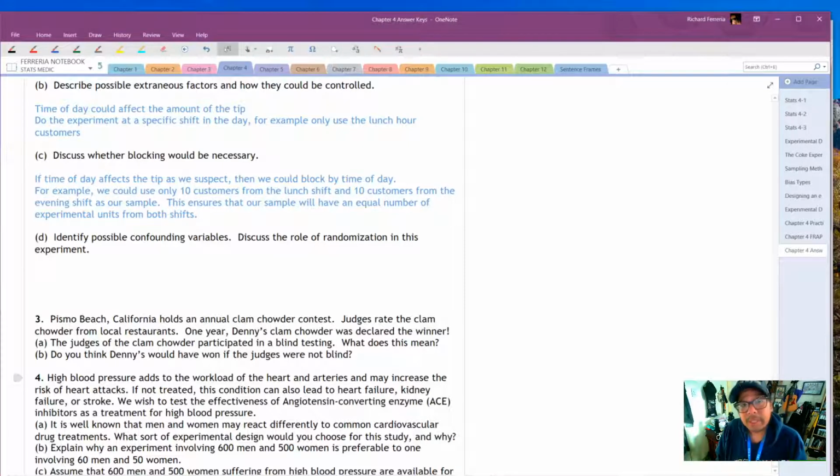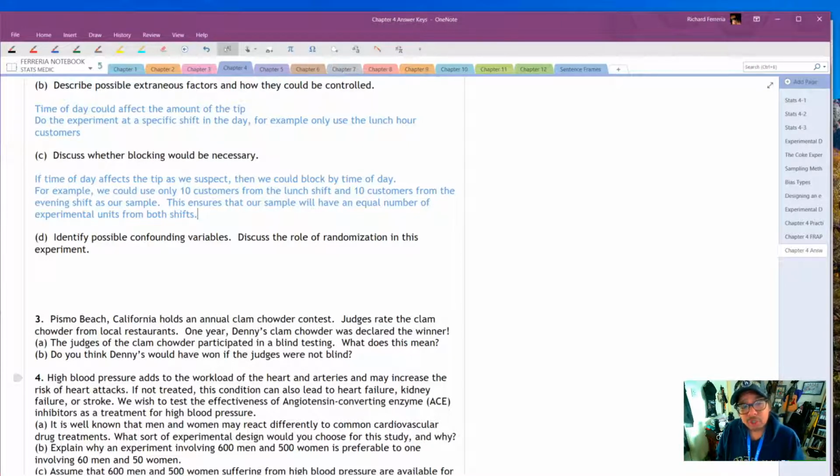5 of the customers in the lunch shift will get the standing behavior. 5 of the customers in the evening shift will get the standing behavior. Likewise, 5 customers from the lunch shift are going to get the squatting behavior, and 5 from the evening shift will also get the squatting behavior. I said behavior, but really we should be calling them treatments. So those treatments will be applied to 5 customers in the lunch shift and 5 customers in the evening shift.